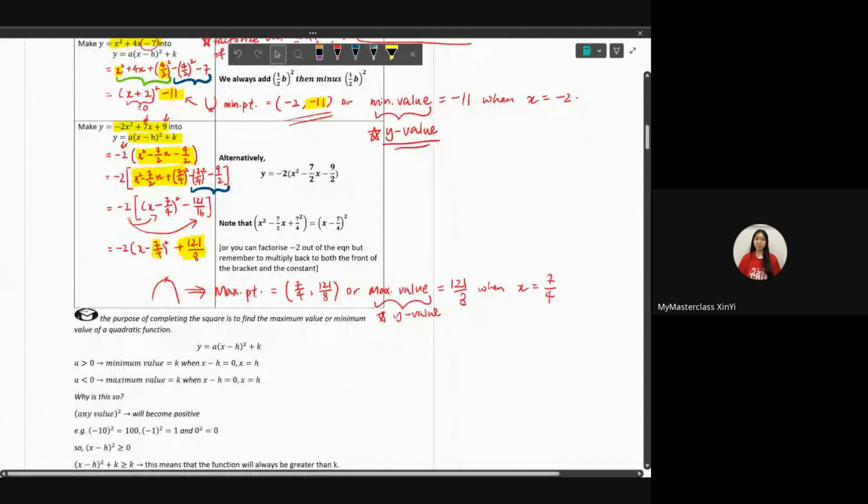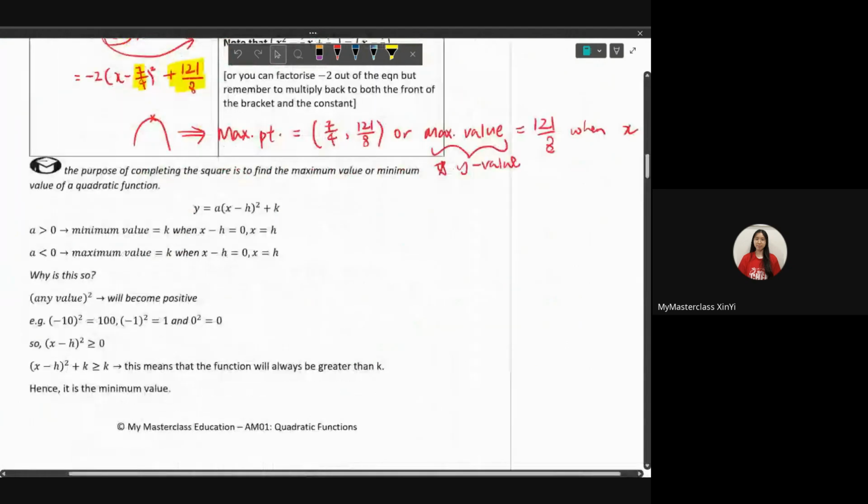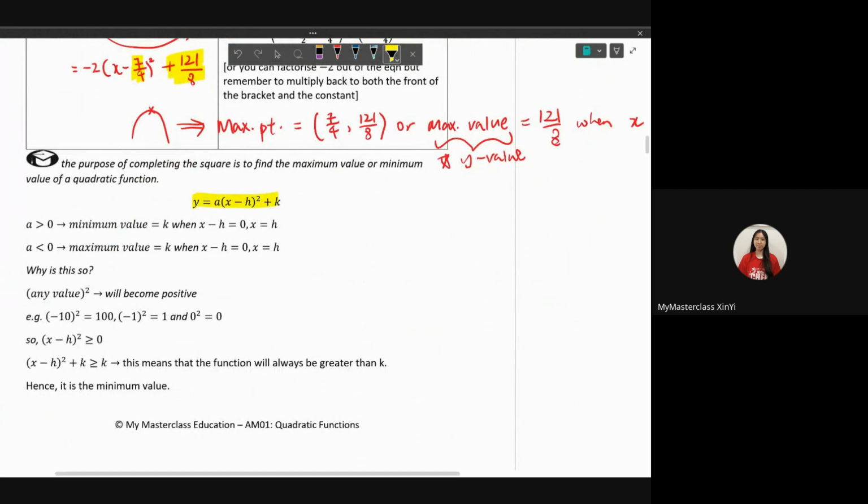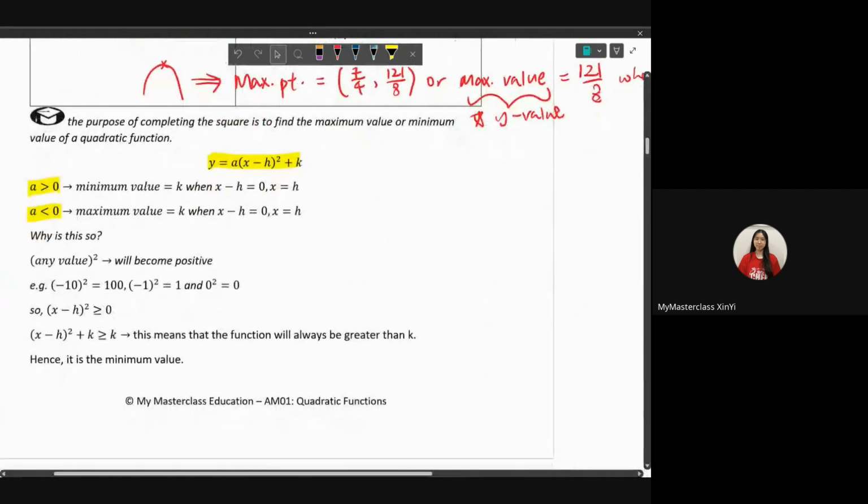So this is just a summary of what I've said so far. Whenever you have the completing the square form, to find maximum or minimum, you need to first determine whether it's maximum or minimum. Look at the coefficient of your x squared. If it's more than 0, think of happy, so you have a smiley face, so it is a minimum value or minimum point. If it's less than 0, think of negative, so sad face, then it will be a maximum point or maximum value. And over here, this is just the reasoning of why.